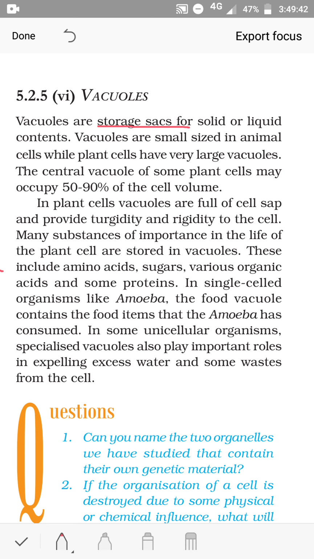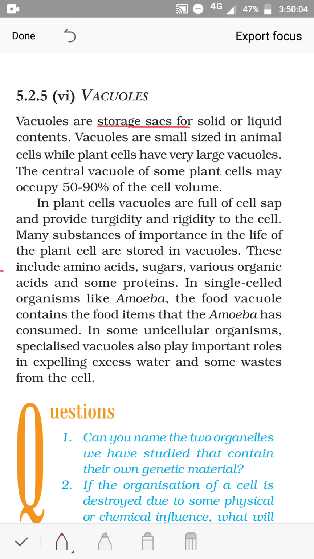Vacuoles are small in size in animal cells, while plant cells have very large vacuoles. The central vacuole of some plant cells may occupy 50 to 90% of the cell volume. That is, almost the most part of the cell is occupied by the vacuole. In case of some mature plant cells, it has been observed.